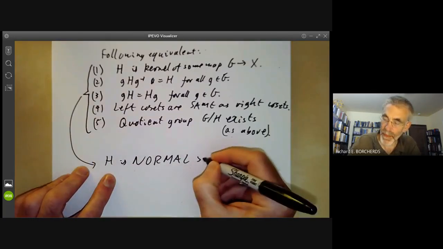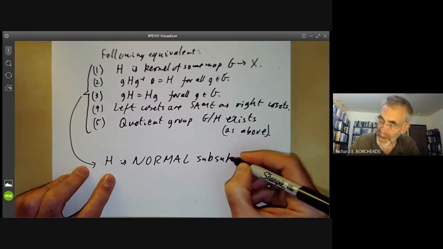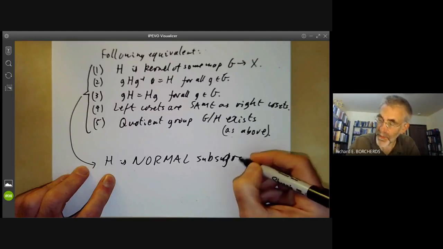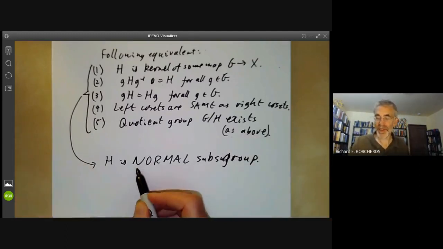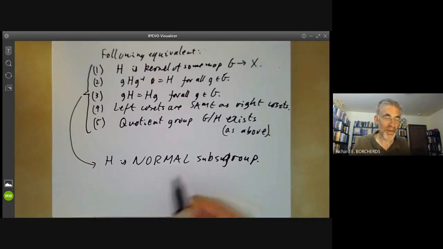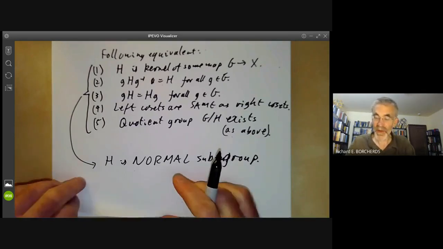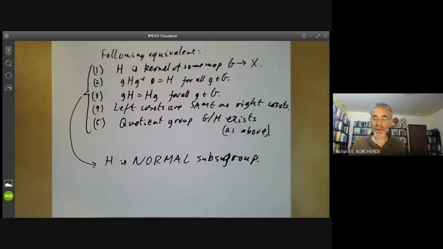This is a good example of mathematicians using very unimaginative terminology. The word normal in mathematics is grossly overused as an adjective, and this is one of the dozen or so places in which it's used. So the obvious question is, which subgroups are normal?